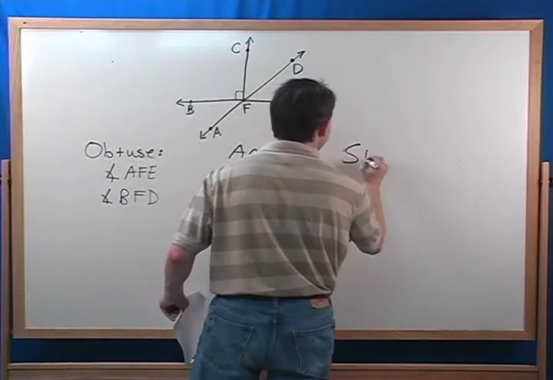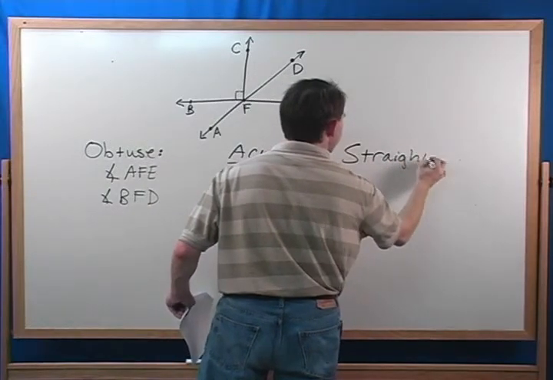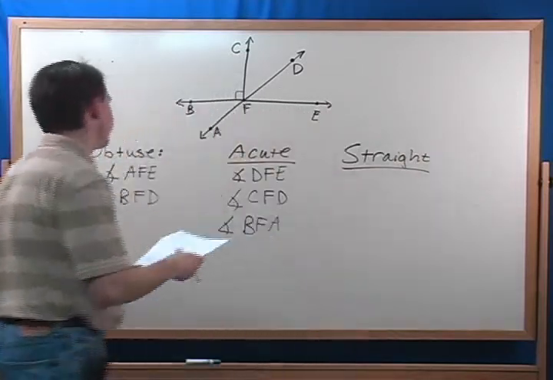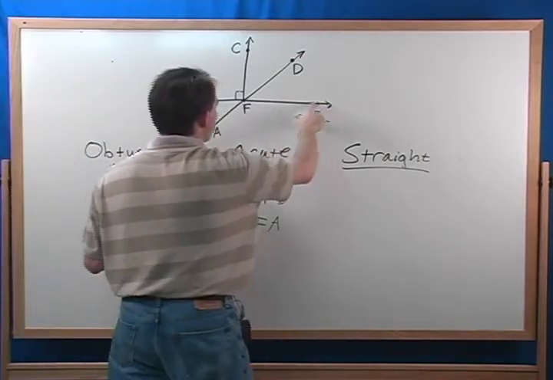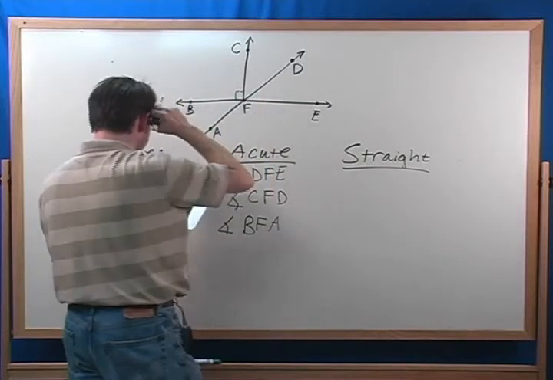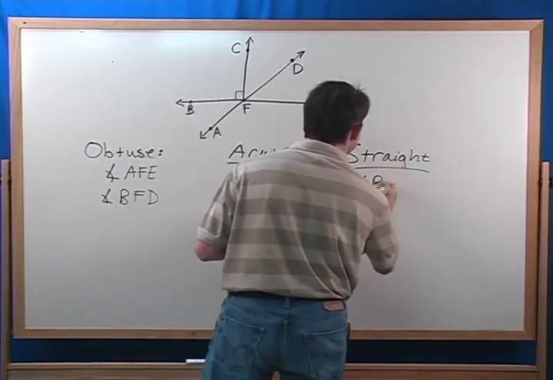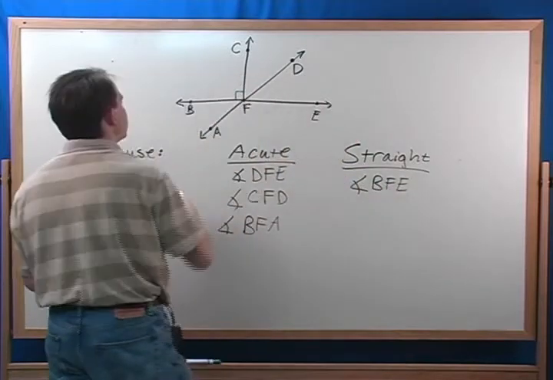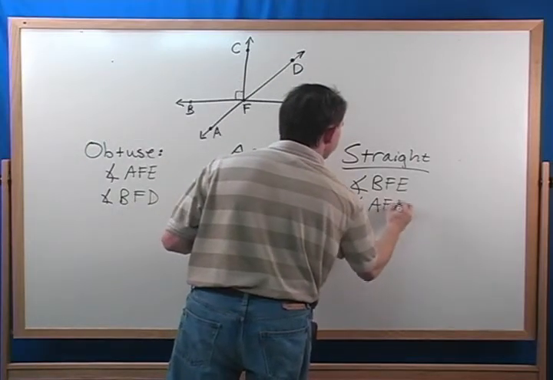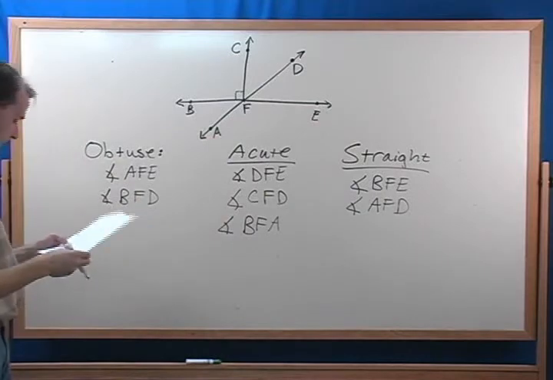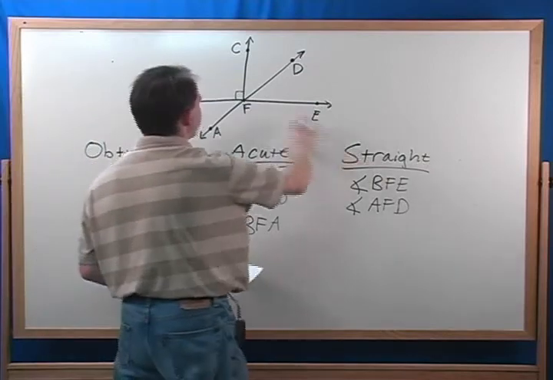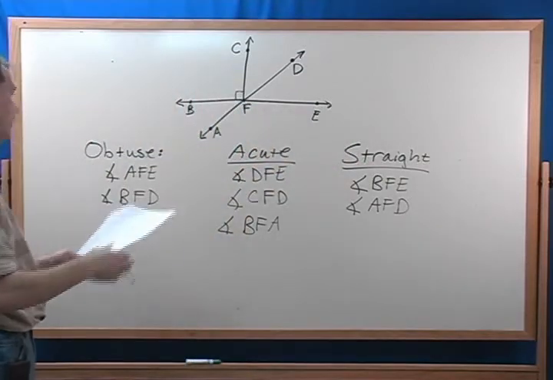Now, do we have any straight angles? Remember, straight angles are just angles that have opened up and they're 180 degrees like this. Are there any straight angles? Well, this is all on the same line. So this angle is 90 degrees, so this one goes over like this. So you have BFE. That's a straight angle. And you have another line right here, AFD. This is a straight angle. And so you can get some practice identifying the obtuse, the acute, and the straight angles, just simply based on if they're greater than 90, less than 90, or equal to 90.